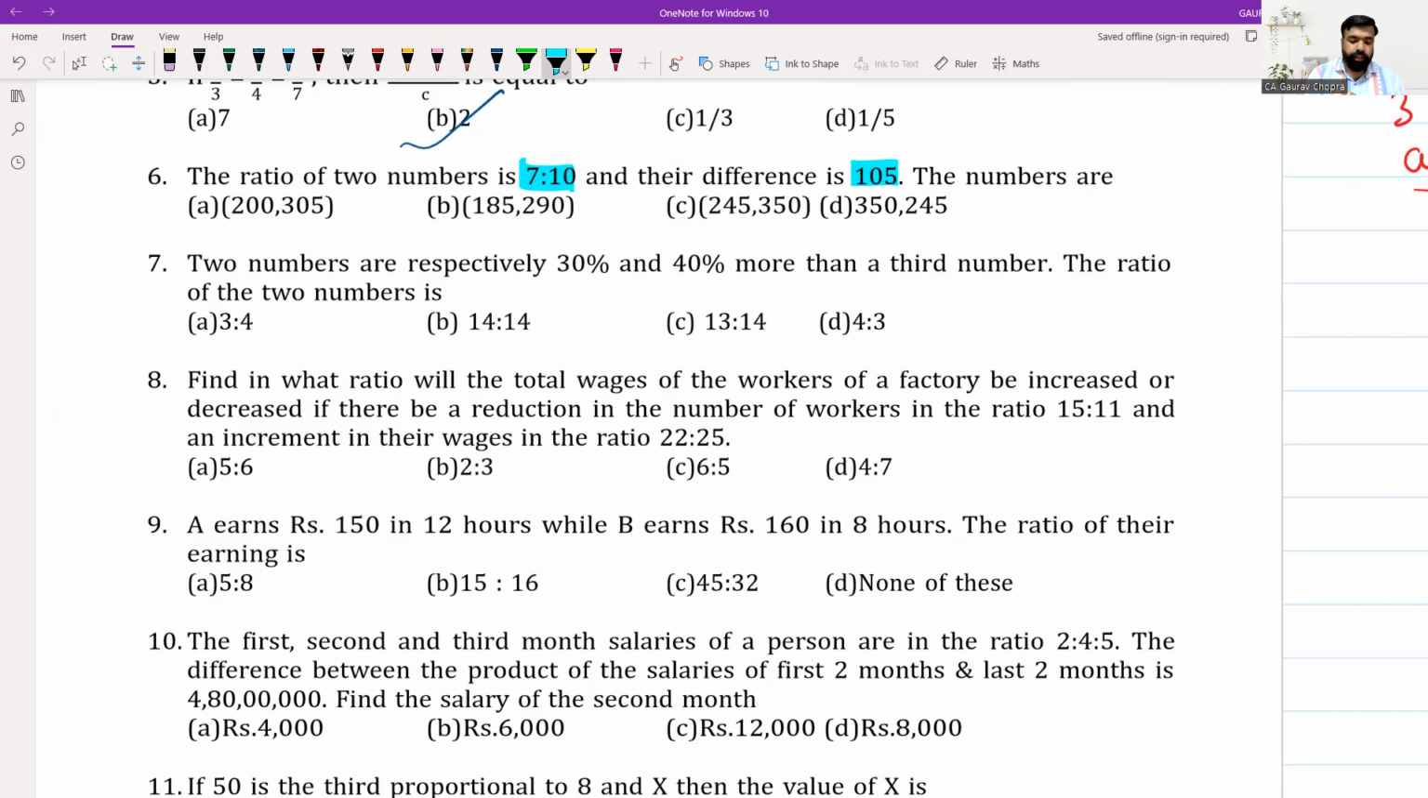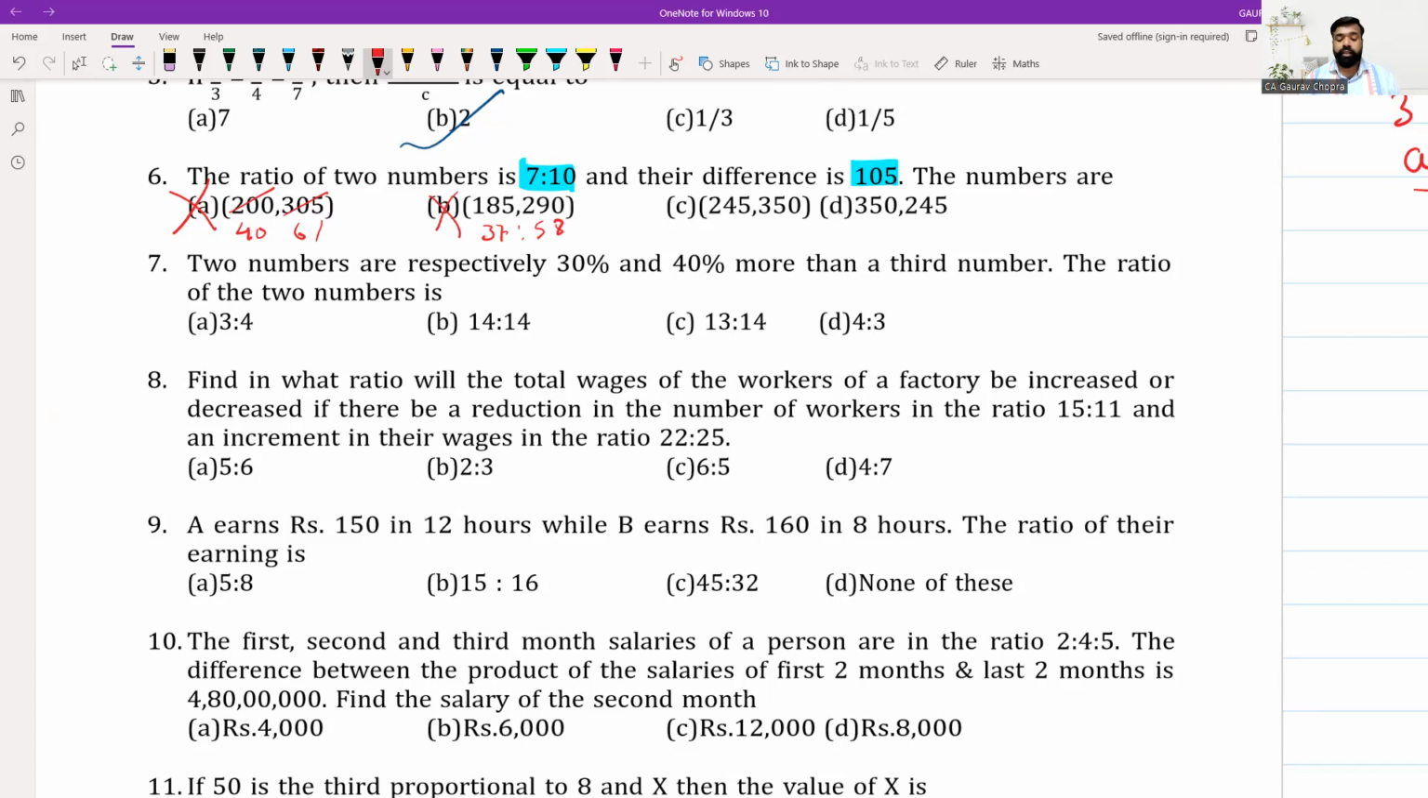Let's get started. Option A: the difference of the two is 105, yes. Now check the ratio. We cancel with the help of 5. Cancelling by 5, we get 40 and then 61. So the ratio doesn't match, it is incorrect. Option B: 185 and 290, the difference is 105, yes. Now we can cancel with the help of 5. So it becomes 37 and 58. Yes, so this option is also not correct because we cannot simplify it further. 37 is a prime number.